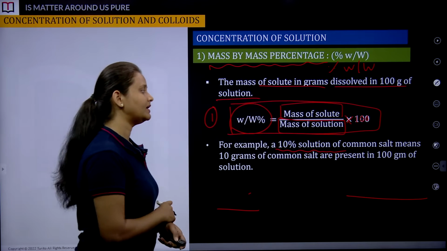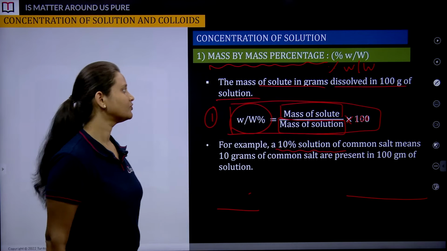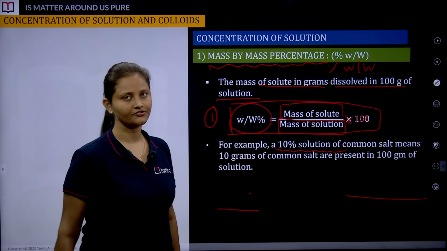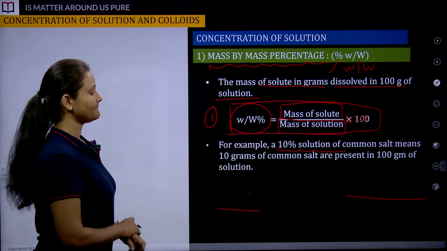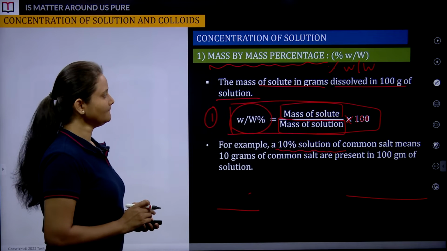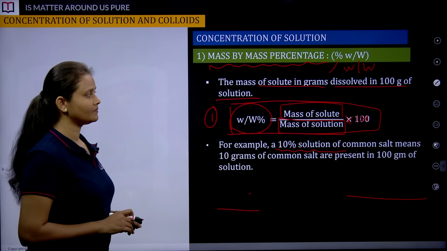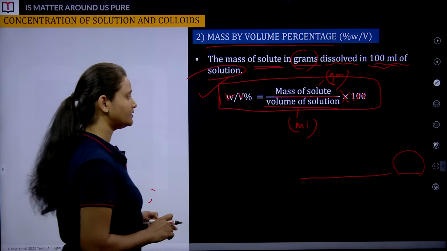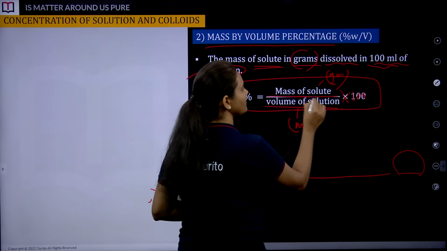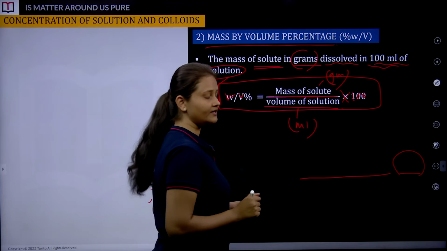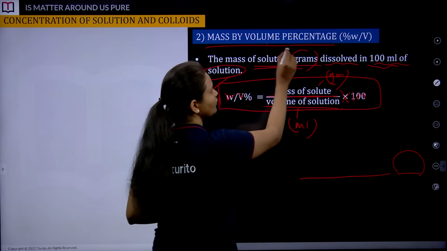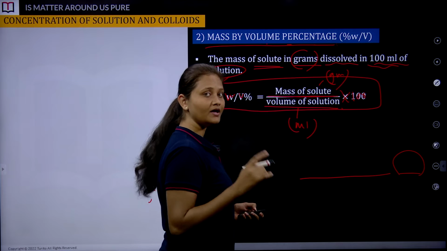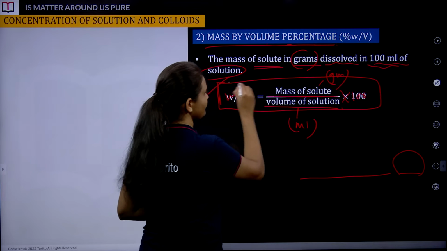Mass of solute divided by mass of solution into 100 is going to give you mass by mass percentage. Next to this, mass of solute divided by your volume of solution into 100 is mass by volume percentage. Mass by volume.